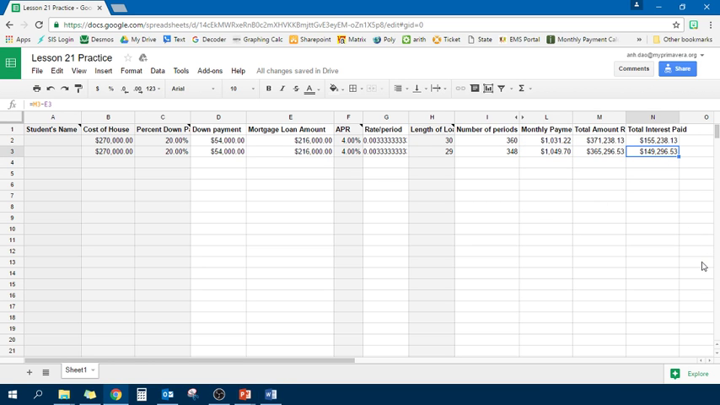The first one was $155,238.13. The next one, the 29 years, is only $149,296.53. So that's a difference. If you subtract it, the difference is $5,941.60. So you're saving that much just by paying one year less, or increasing your monthly payment.